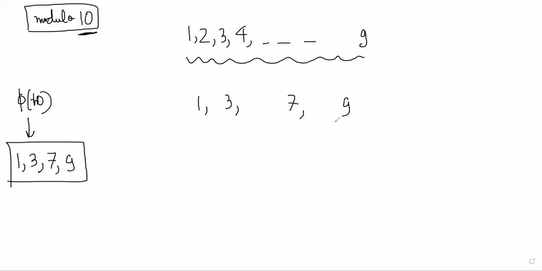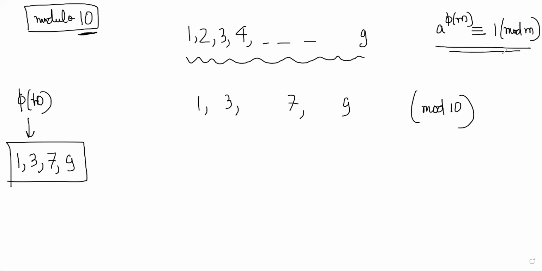Now, these numbers are taken mod 10, and you want to use the result a power phi of m is congruent to 1 mod m. Here m is 10 for you. You have to choose a also, such that GCD of a and m is 1. A can be any number. A can be 7, for example. GCD of 7 and 10 is 1, correct?